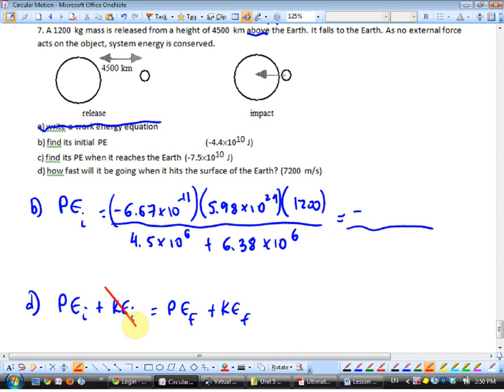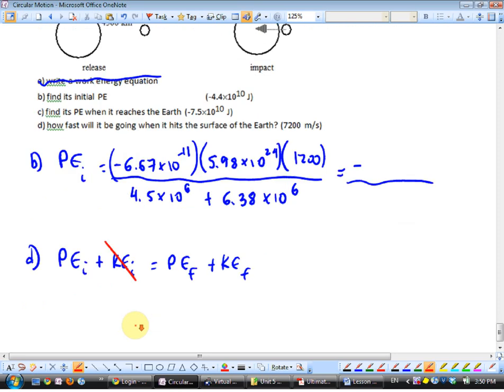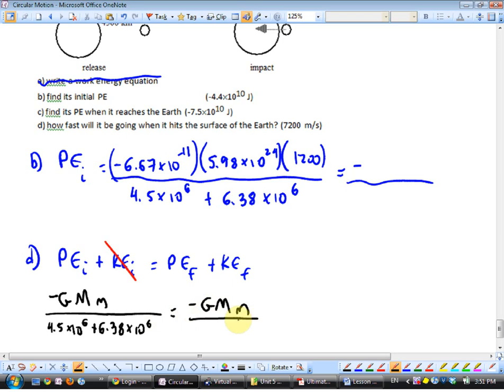I think you're going to have negative big G, big M, little m, all over 4.5 times 10 to the 6th plus 6.38 times 10 to the 6th. That's my R initial, the altitude plus the radius, equals negative big G, big M, little m. I'm just showing you the numbers that are going to change in the interest of time. Big G, 6.67, big M, Earth, little m, satellite. Your final radius would be the radius of the Earth plus its kinetic energy.